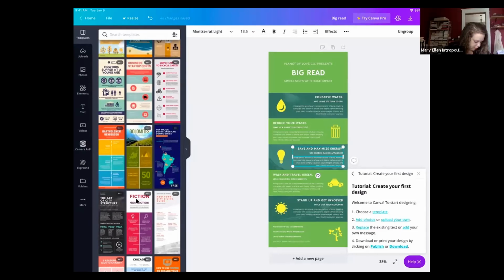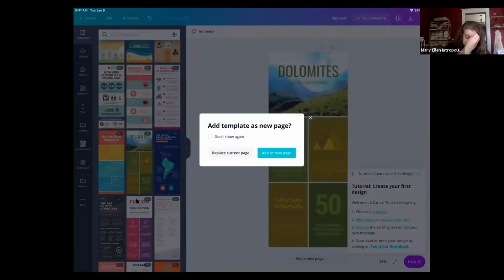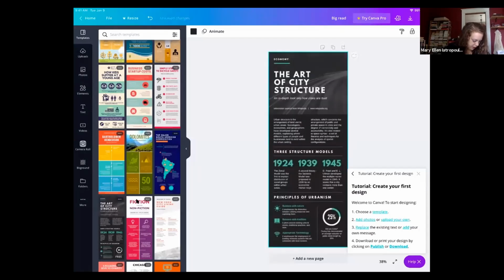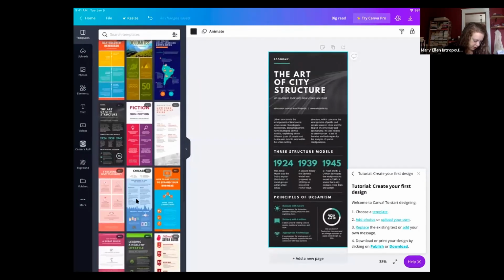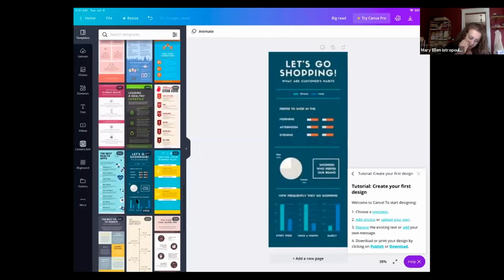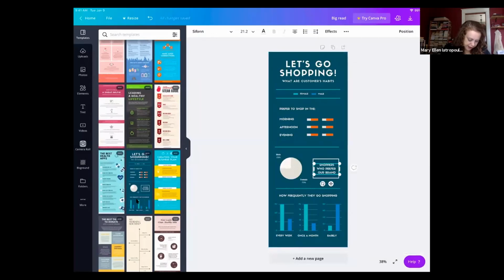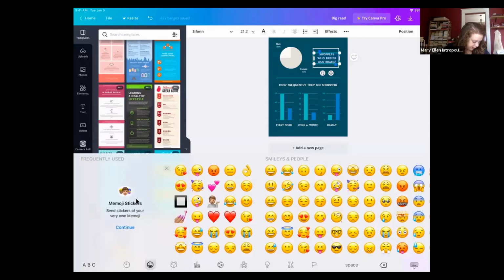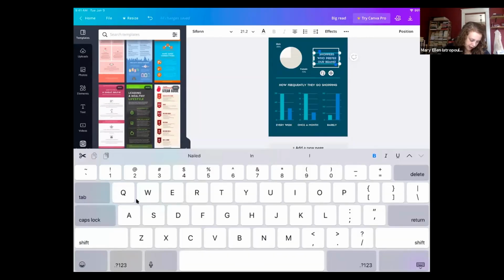Sure, there are all kinds of different templates. If you want to do one that is more about urban designing, they have a ton of those. If you think you might want to do one that is more about shopping, then you would go in there. So I'm going to use this one just to do an example for, what was it, 83% of us said that we prefer physical books.